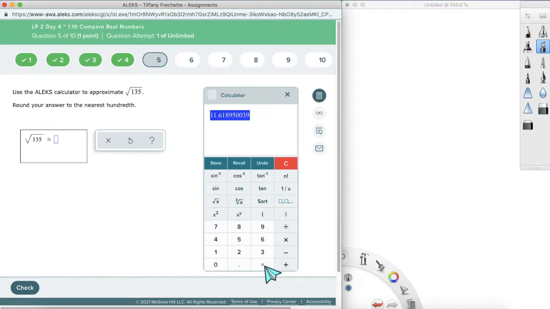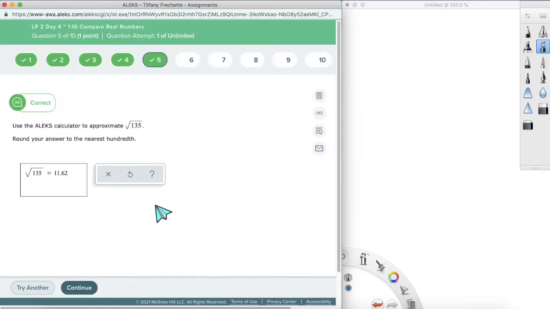And we want it to the hundredth. So that means we're focusing on this digit here, but I need to look at the number right past it. This is 5 or bigger, so it's going to round this up to a 2. I need to be careful about that. It's going to be 11.62, not 61. All right, let's go ahead and check that. Continue.